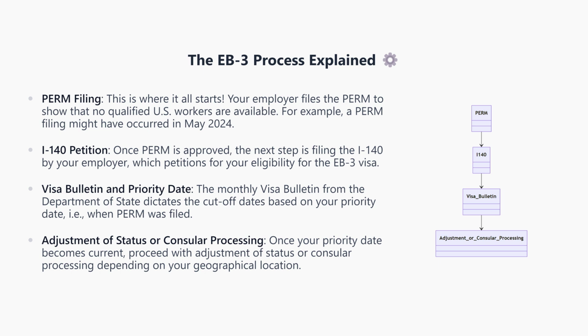This leads us to the Visa Bulletin and Priority Date discussion. The Department of State's monthly Visa Bulletin dictates the cutoff dates, based on when your PERM was filed, i.e. your priority date. Once your priority date is current according to the Bulletin, you may proceed with adjustment of status, if you are in the U.S., or consular processing if outside the U.S.